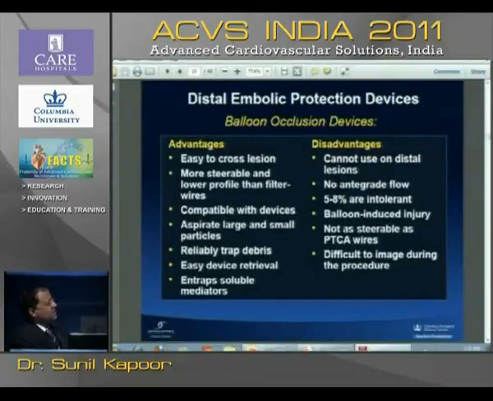Then sometimes at inflation of the balloon, there may be a balloon injury, and they're not as steerable as the PTCA wires. It's difficult to image during the procedure, so you need to have a mental picture and probably use a much longer stent in this situation because you cannot see the lesion. So you need to have longer stents. Next slide.